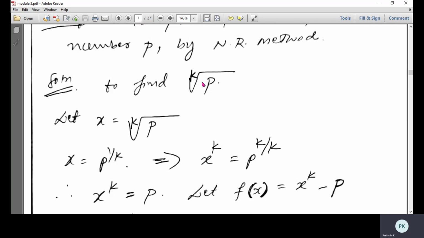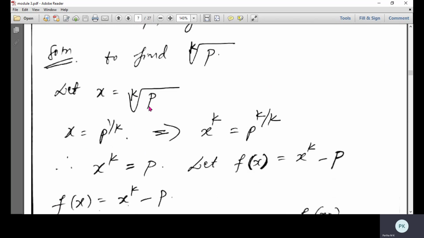If I find the kth root of p, you will get some number. Let us call that number x. So x is equal to the kth root of p. What is the power here? 1. Take it to the numerator, and this number k to the denominator. So p to the power 1 by k. So x is equal to p to the power 1 by k.